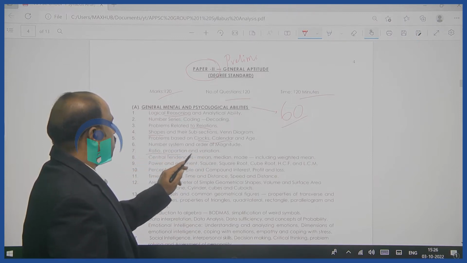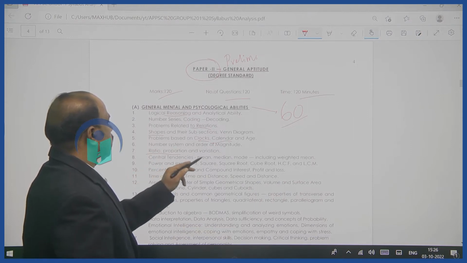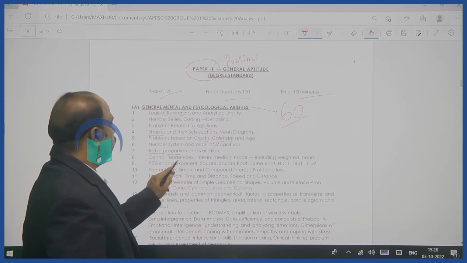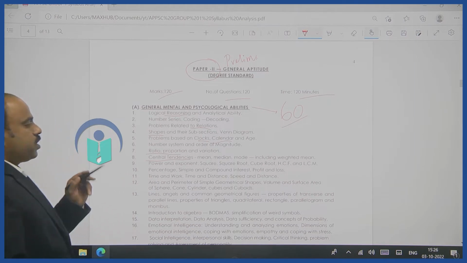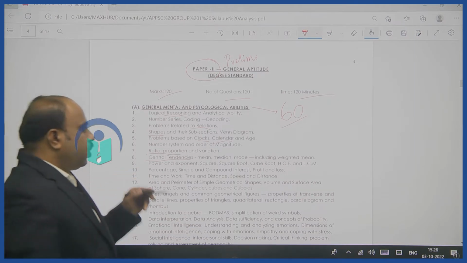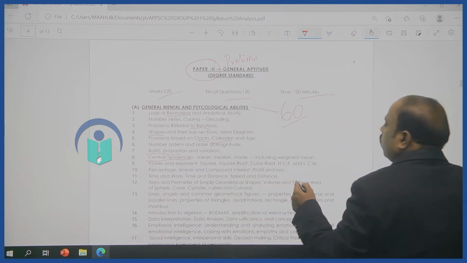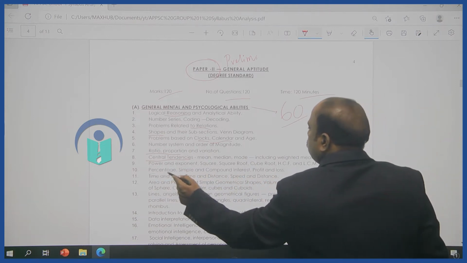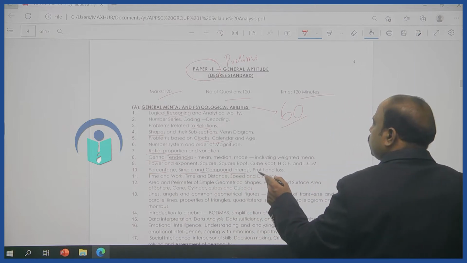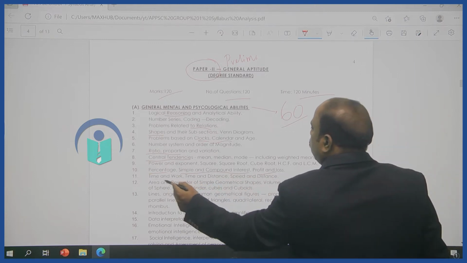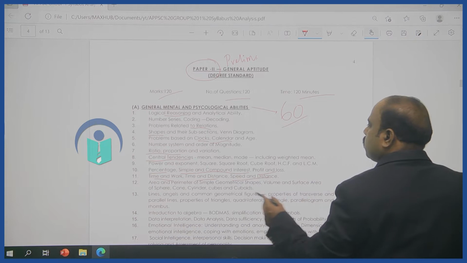The next, ratio and proportions. Next, central tendency: mean, median, mode. Following, power and exponent, squares, square roots, cubes, cube roots, HCF, LCM, etc. The next, percentages, simple and compound interest, profit and loss, time and work, time and distance, speed and distance.